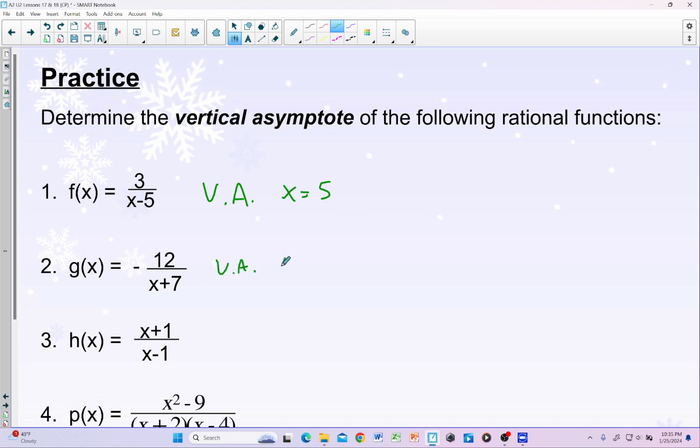Vertical asymptote, negative 7. Now, keep in mind, the negative 7 is what makes this denominator equal to 0. This negative on the front, again, does not matter. It does not impact it. It could be in the numerator, could be elsewhere, does not matter. All that will do is flip the function. But when you flip the function up and down, the avoiding spots are still going to be in the same place. 12 over 0 is the same thing as negative 12 over 0. Negative won't change anything. What about number 3?